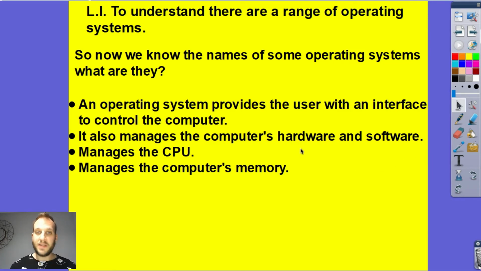It also manages the CPU, that's the central processing unit, and that is the brain of the computer. And it manages the computer's memory. So when you save a file, when you load a file, when you move files around, this is all done by the operating system. In fact, if you think about your File Explorer on Windows, that's the computer's memory, and that's being shown by the operating system.